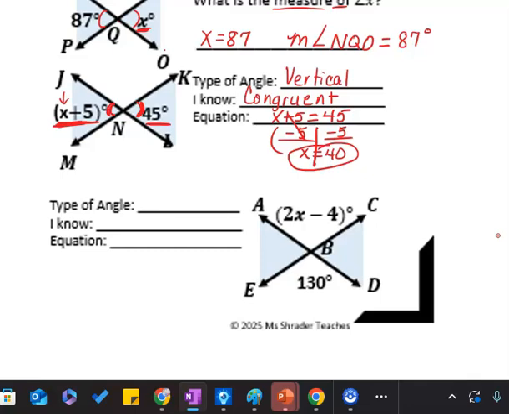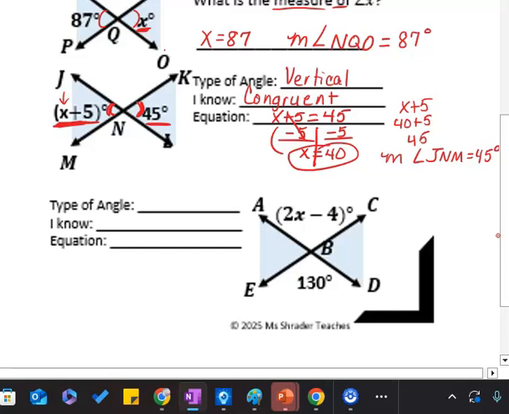To find out the measure of the angle, which we know is 45, but just to show how this works, we can put 40 back in place of x. So I've got x plus 5 is the measure of my angle. And I know that x is 40, so 40 plus 5 is 45. So the measure of angle JNM is equal to 45 degrees. So you can find out the value of x, you can find out the measure of your angle.